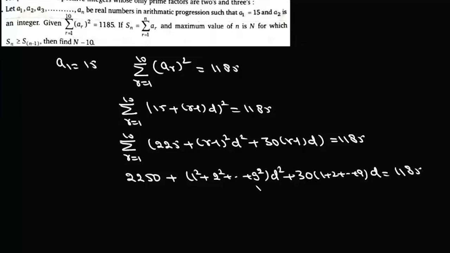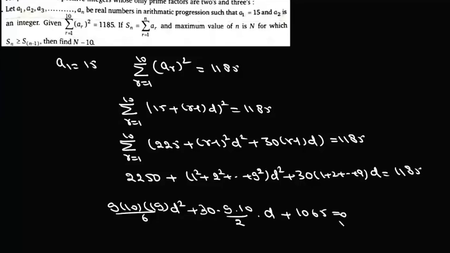Now this is n(n + 1)(2n + 1)/6. So this is 9 into 10 into 19 by 6 d square, plus this is 30, and this is n(n + 1)/2 into d, and plus this is 2250 minus 1185, which is 1065, equals 0. Now this is 3, this is 5, this is 5. Now we'll divide everything with 15.